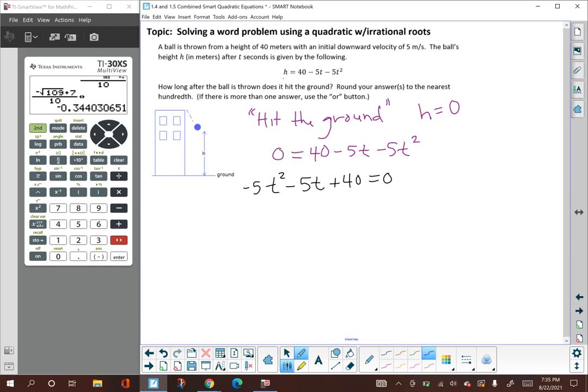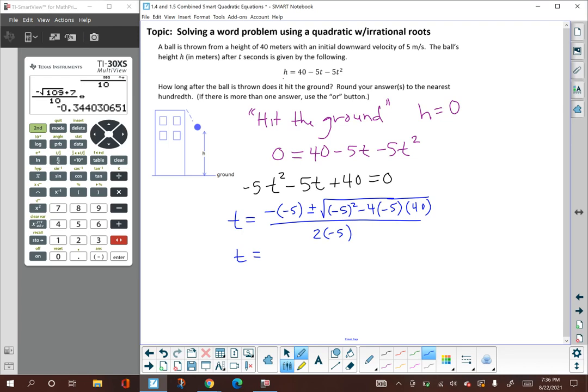Maybe you can just pull the right coefficients without rewriting it, but rewrite it if it helps you. So our t value is going to be opposite of b plus or minus the square root of b squared minus 4ac, all over 2a. And this one's kind of awkward because both a and b are negative 5.